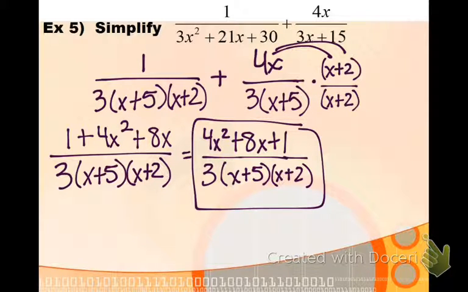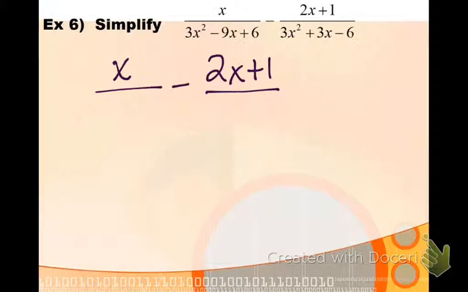Now, technically, some teachers at some point in your mathematics career, now in college, sometime, might want you to multiply out the denominator again, but I am not requiring you to do that. I think it's an extra step that we don't have to do to demonstrate our knowledge of this process. First step is always to factor our denominators. What did the first one factor into?